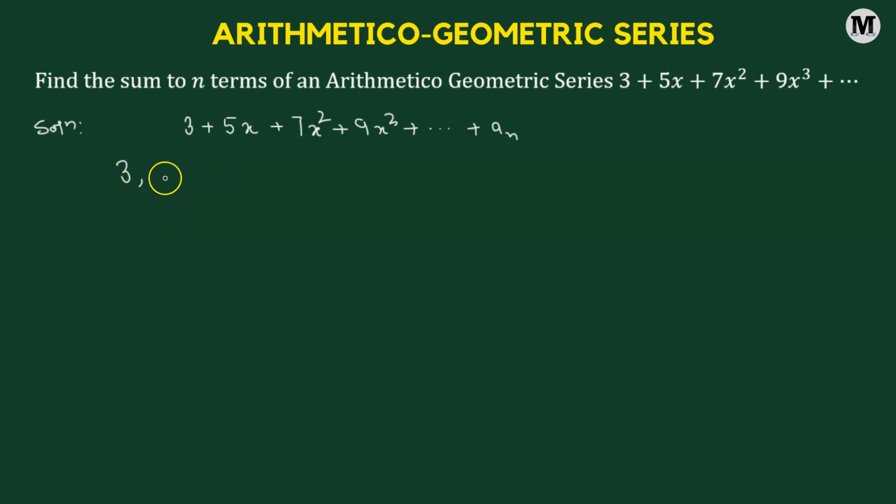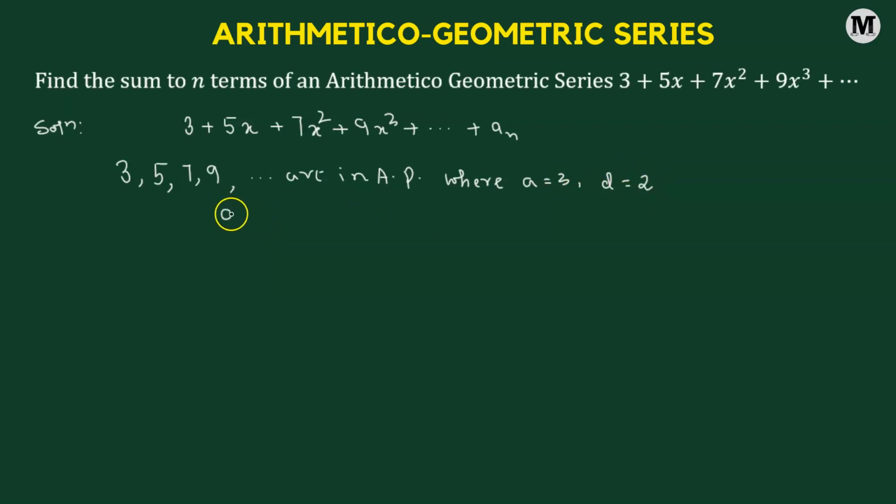So here we have 3, followed by the constant term 5, then we have 7 and 9. So these terms are in arithmetic progression. If they are in arithmetic progression, then we can easily define its first term and its common difference. That means the first term is going to be 3 and the common difference, denoted by d in lowercase, is going to be 2.